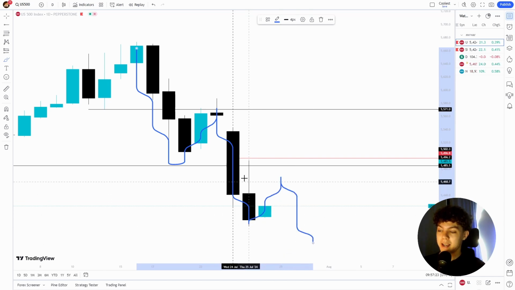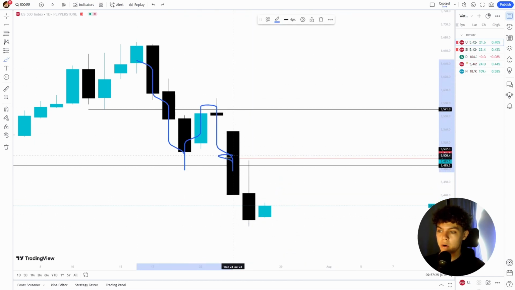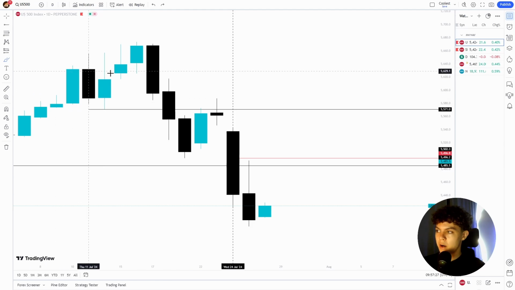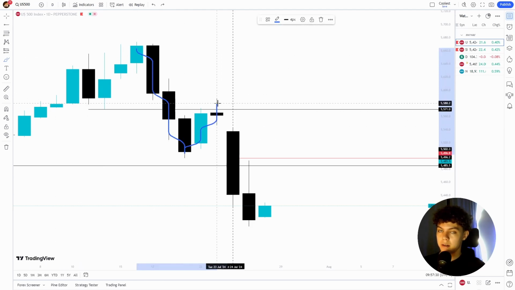Lower high, lower low, etc. So we were here. It was around here, and the market opened. I was like, okay, lower low, lower high. Most likely it's gonna go down, because that's how it goes. That's how the trend moves.